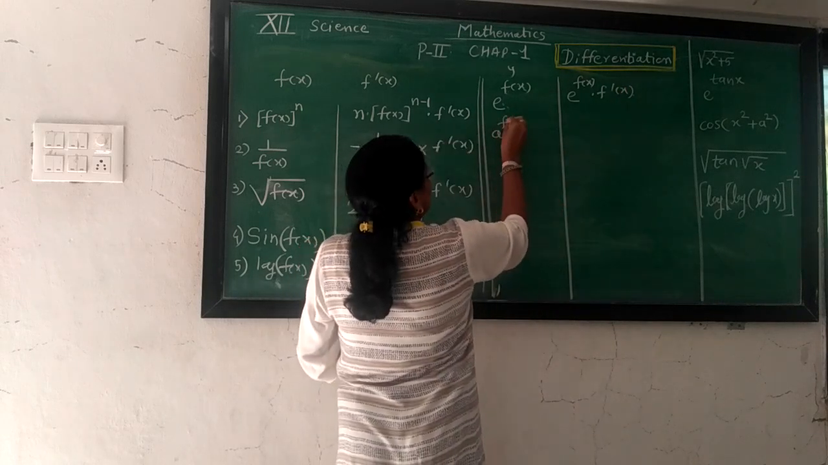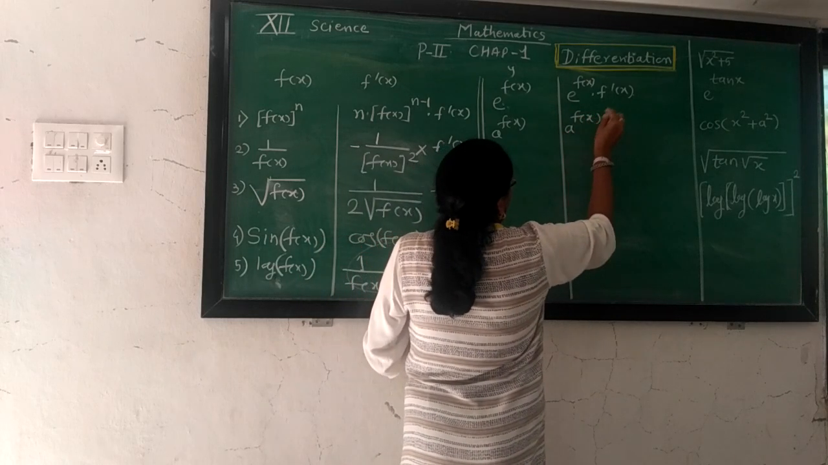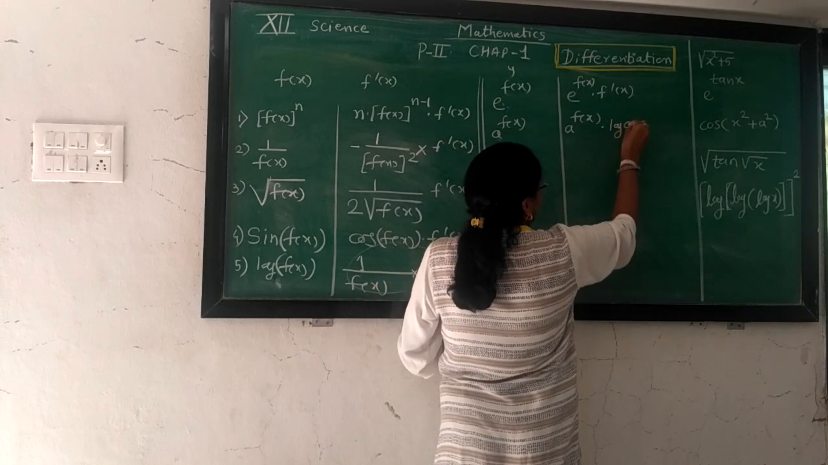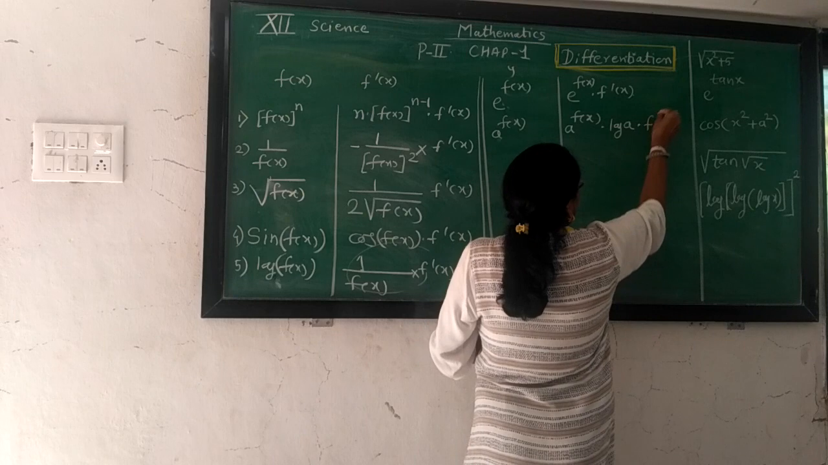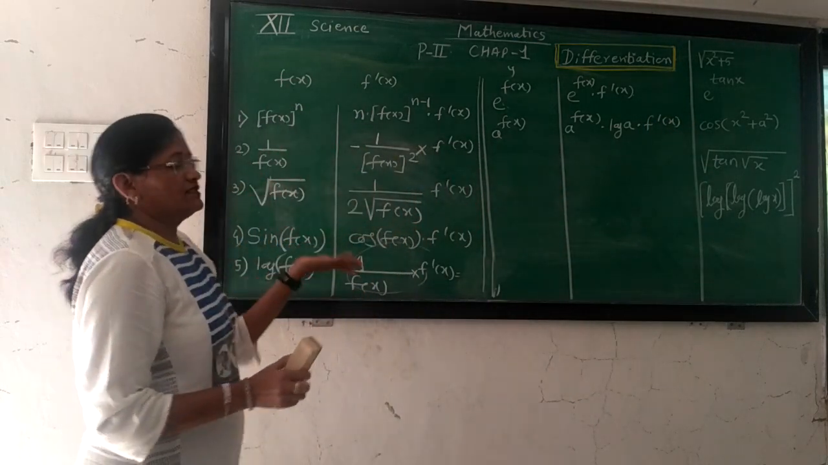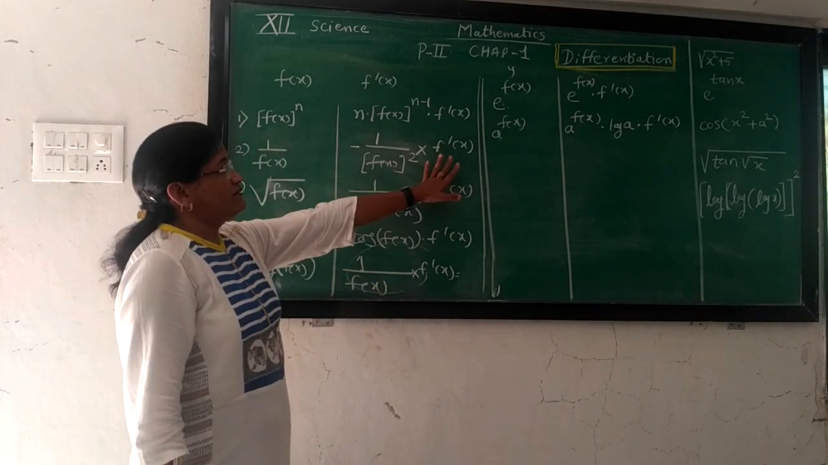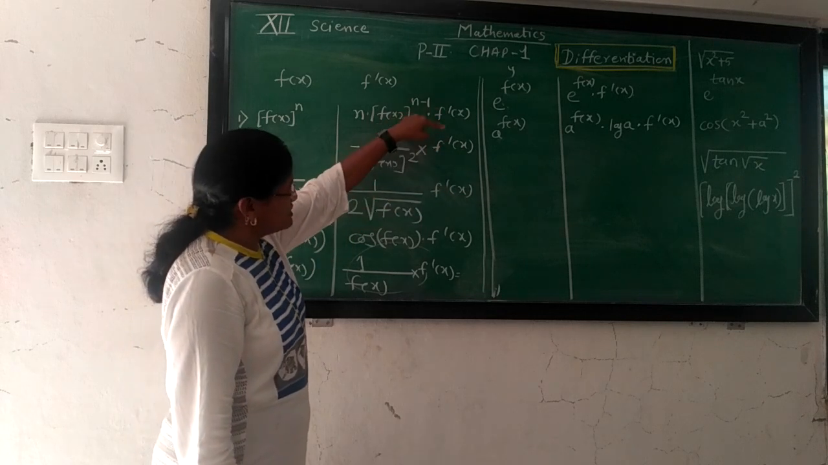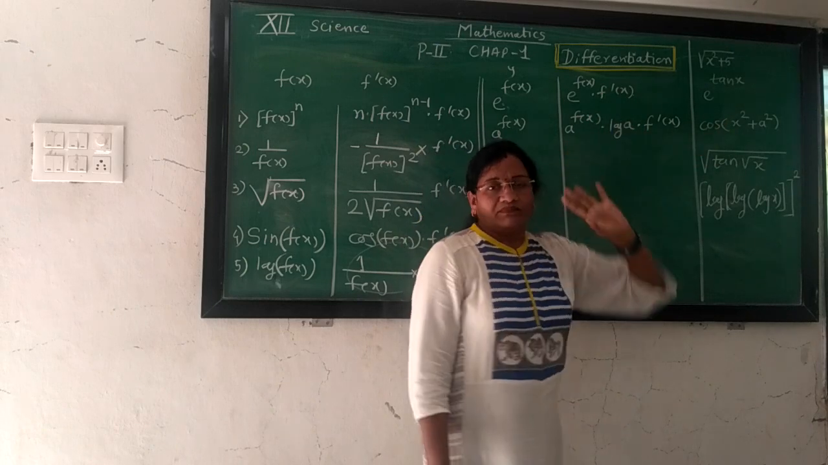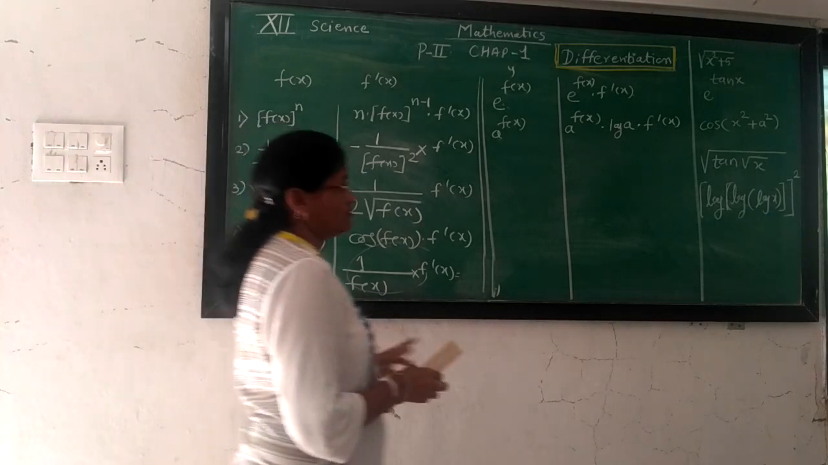Next, a raised to f(x). In the same way, here the base is changed; the base is a. So we multiply by log a and then the derivative of the exponent, that is f dash x. Proceeding in this way, we get the results for the derivative of a composite function. The difference between them is only that for each function we take the derivative of the function, that is f dash x. For the composite function, you take the proper function and make the choice of proper function.